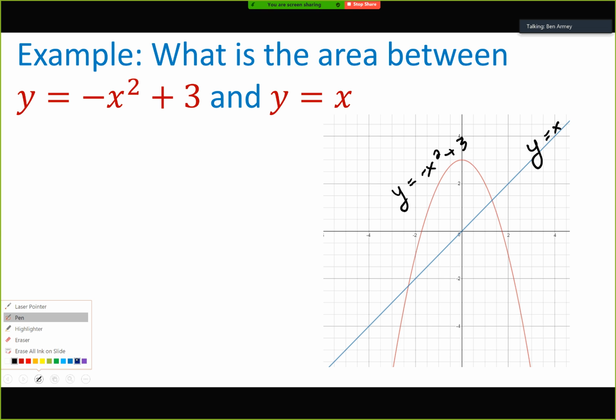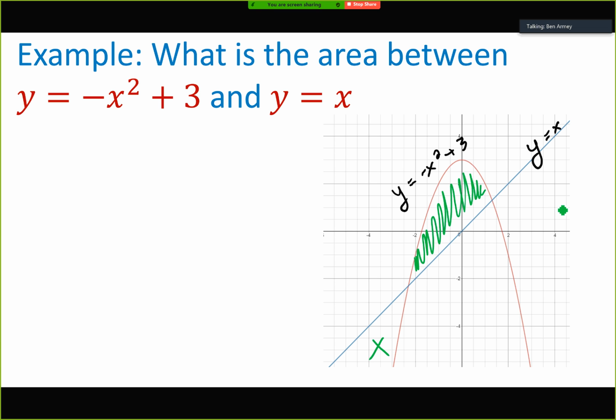Well, the only area that I will have between these two curves is going to be all of this in here. So it has to be bounded. Right? Just this green shaded area is my only area that's between the curves. I'm not looking down here at all. I'm not looking over here at all. I'm only looking at that area that's bound by each.